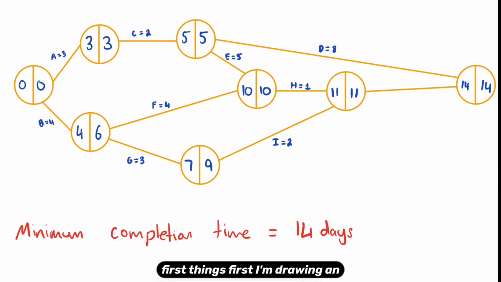So first things first, I've drawn an activity network. Because I want to get more into the complex unfamiliar part of this question, I'm not going to go through how I drew that network. I've got another video where I talk about forward scanning and backward scanning. I'll put a link to that in the description of this video. So we've done the network, and we've worked out the minimum completion time is 14 days.